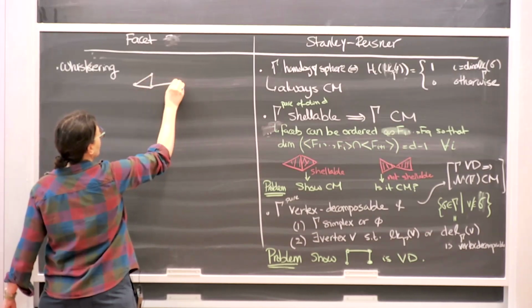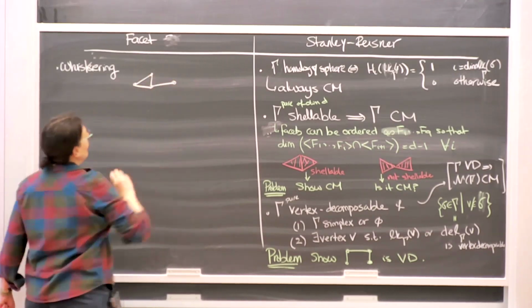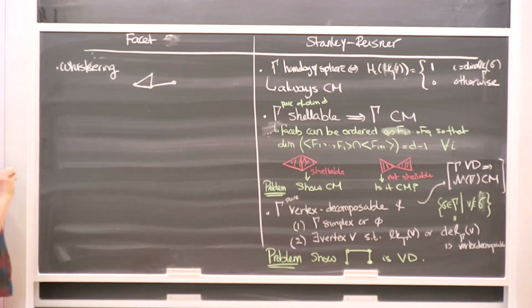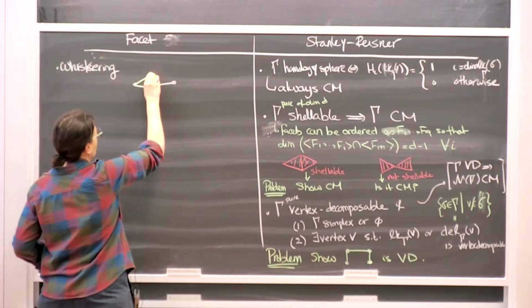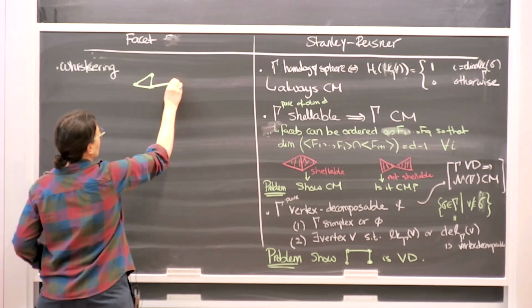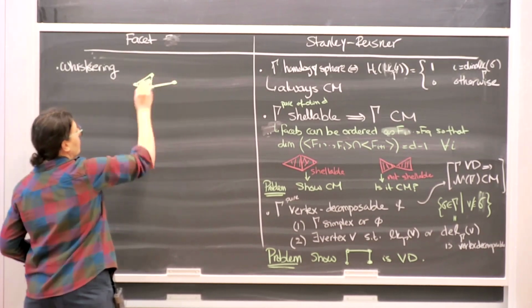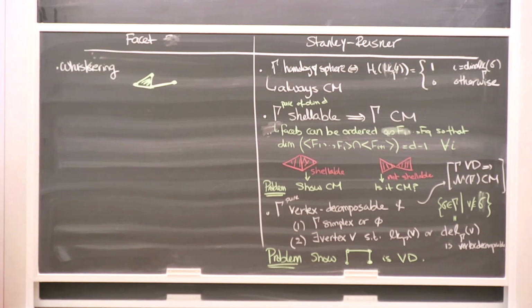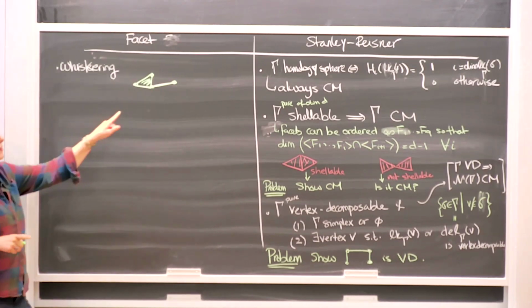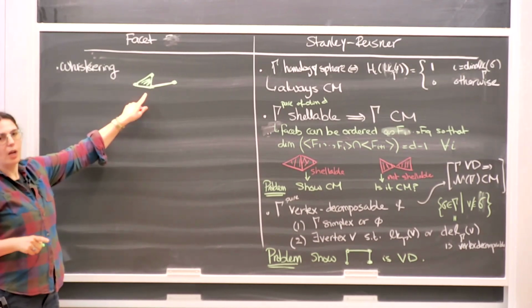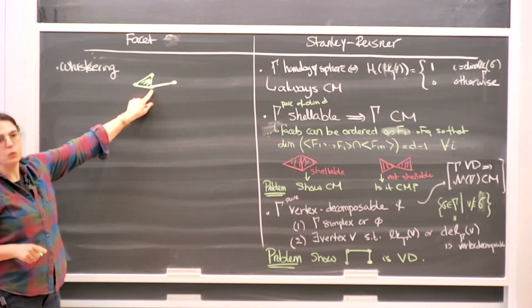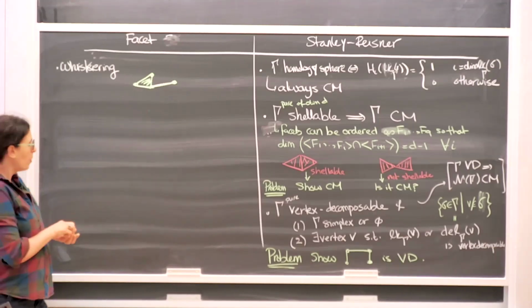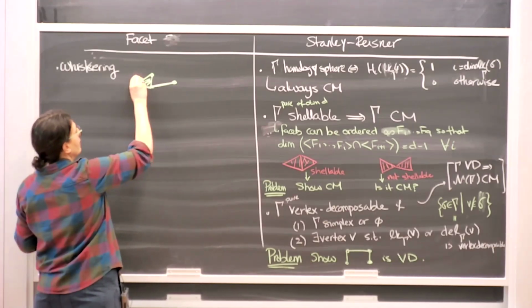Take any simplicial complex. So whiskering was done for graphs, but I'm going to do the simplicial, the general case. Take any simplicial complex. I'm picking this one on purpose because its dimension is more than one. Also, it's very not unmixed. It's very mixed. It has minimal vertex covers of size 1 and 2. It's not Cohen-Macaulay.